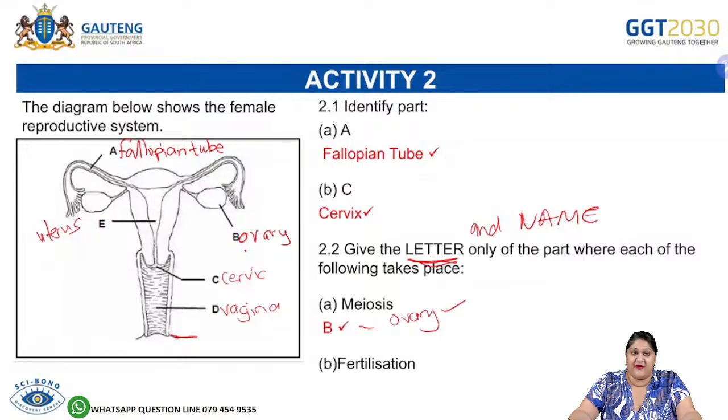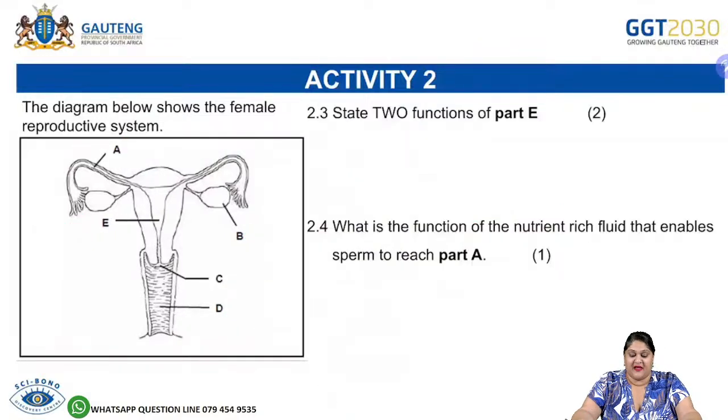Then give the letter of the part where fertilization takes place, and that is A, the fallopian tube. You need to know that the fallopian tube is the site of fertilization. Say 2 functions of part E. So let's go back to part E, that is the uterus. We spoke about the fact that it has 2 functions. Do you remember what they were?